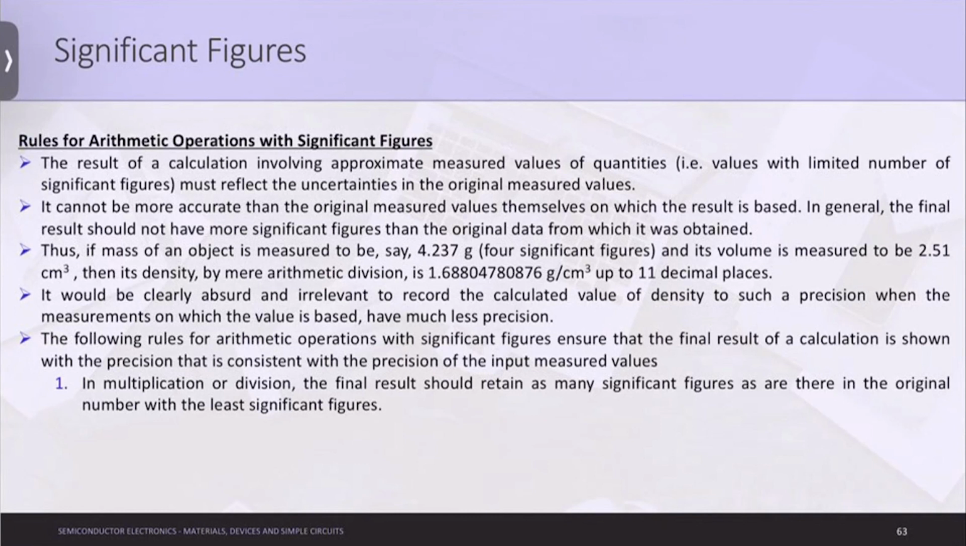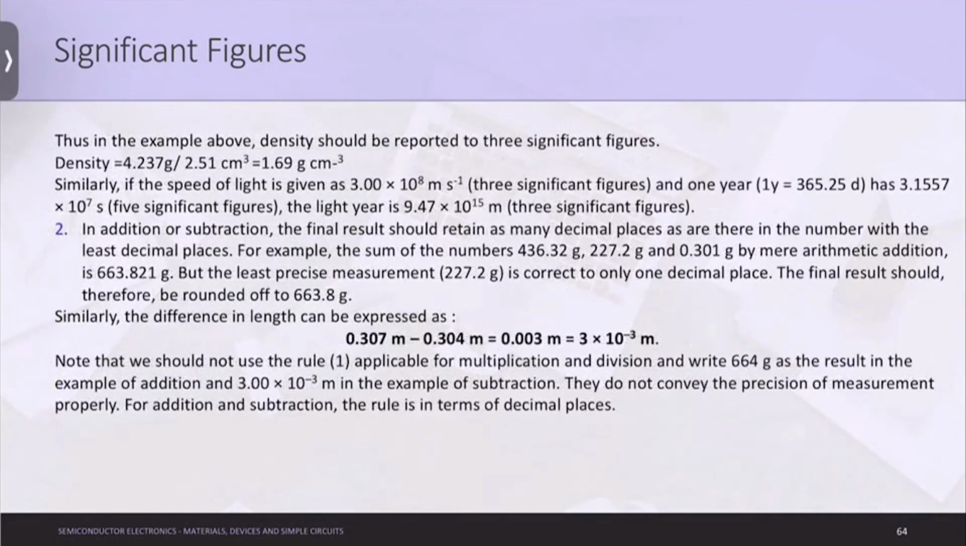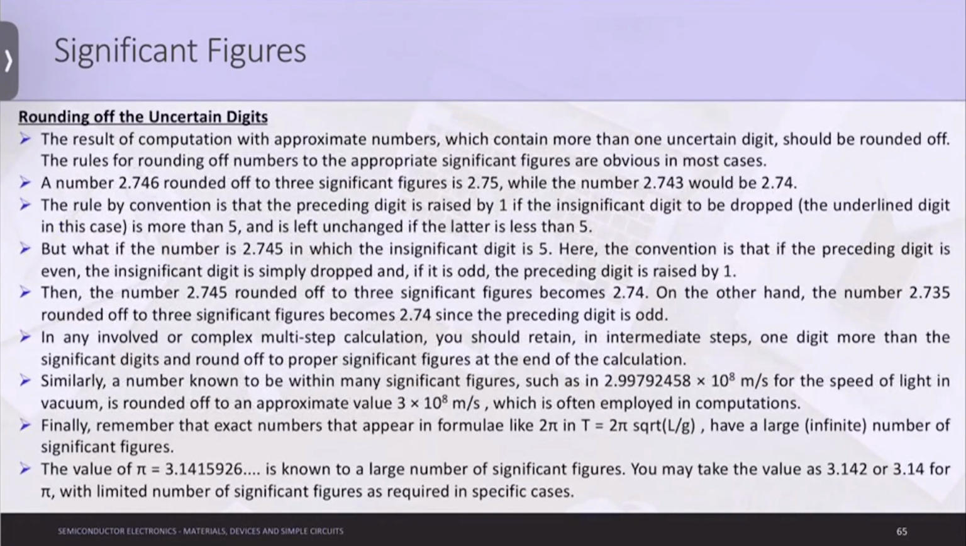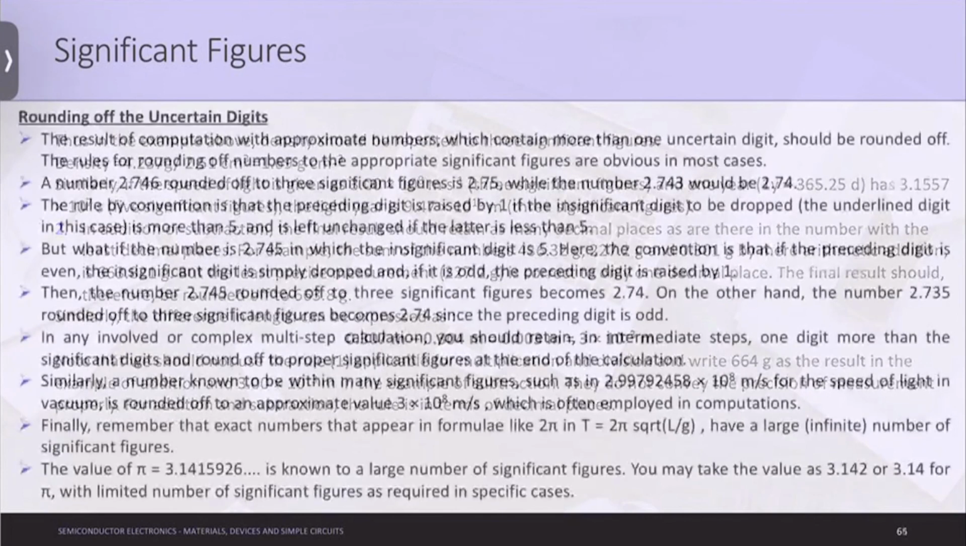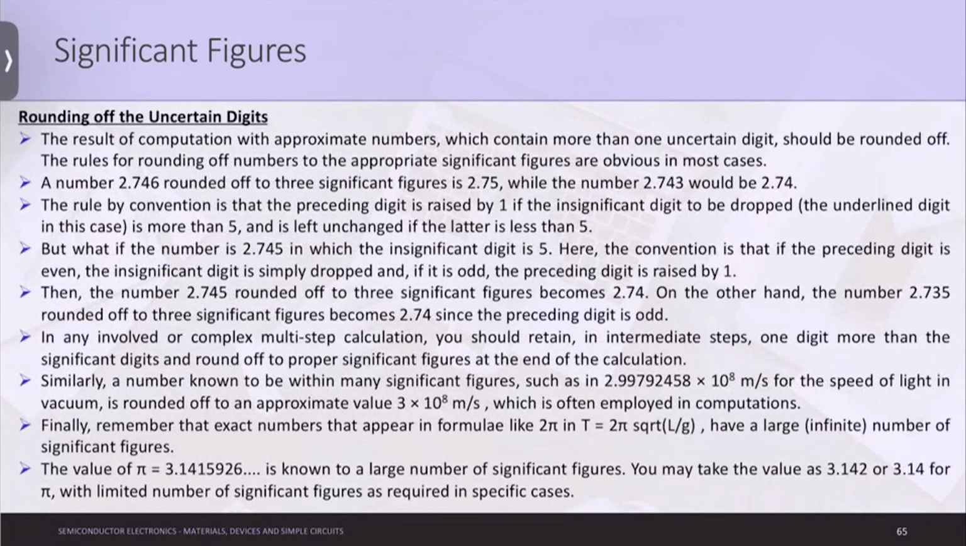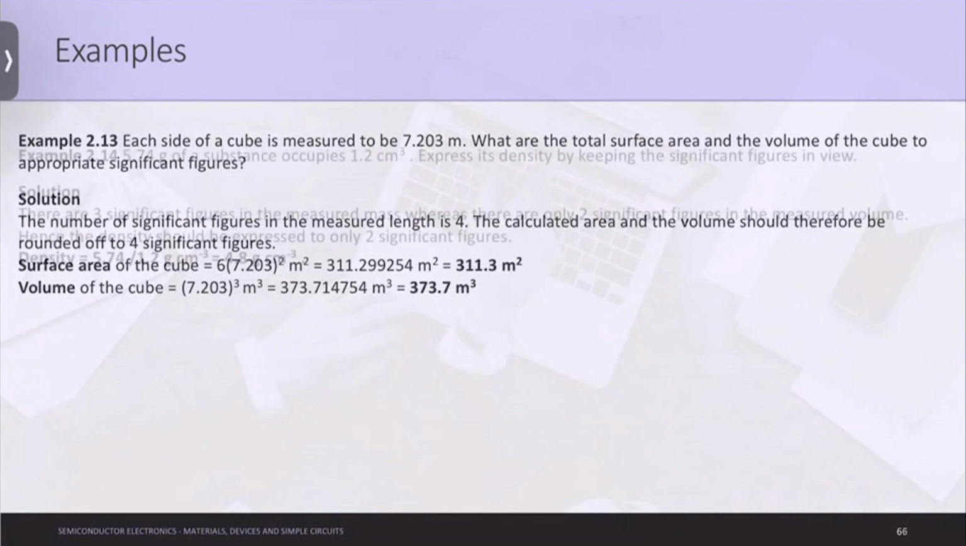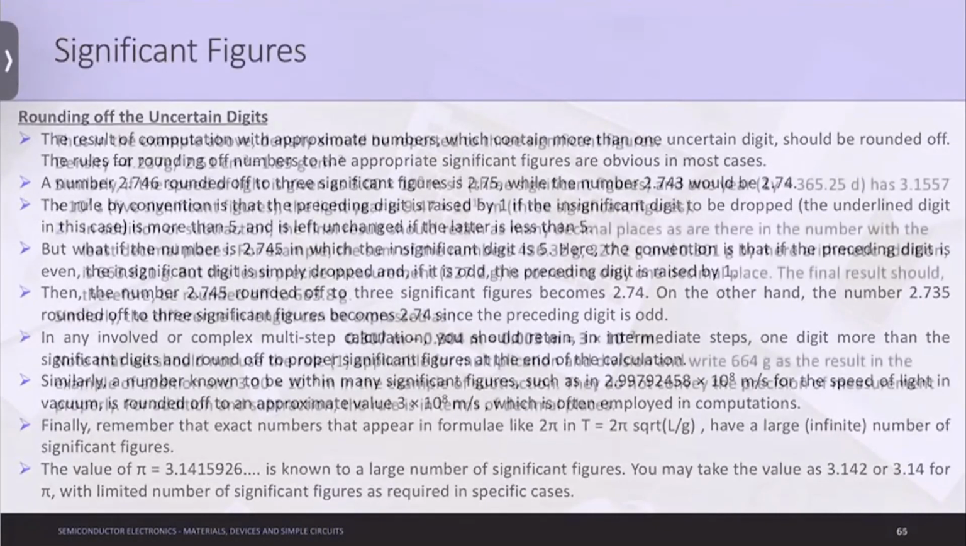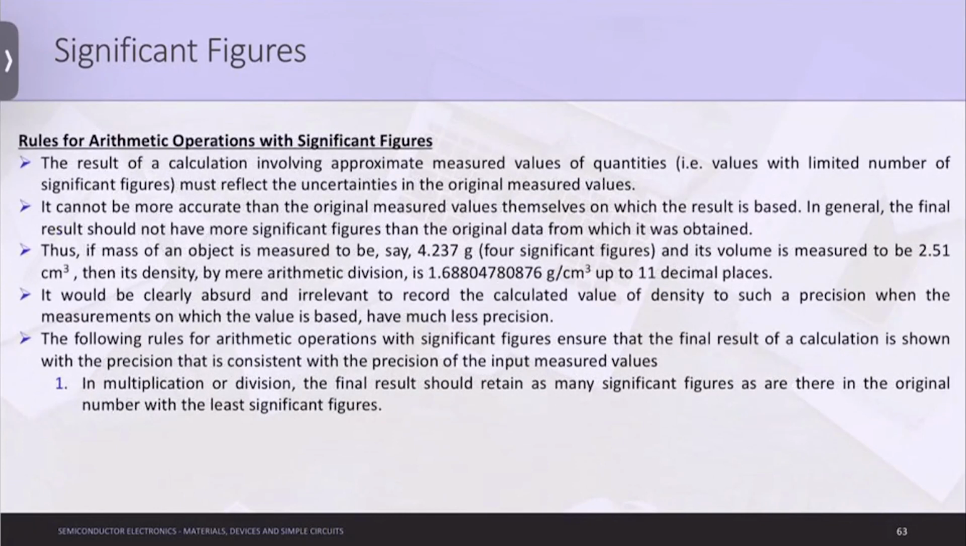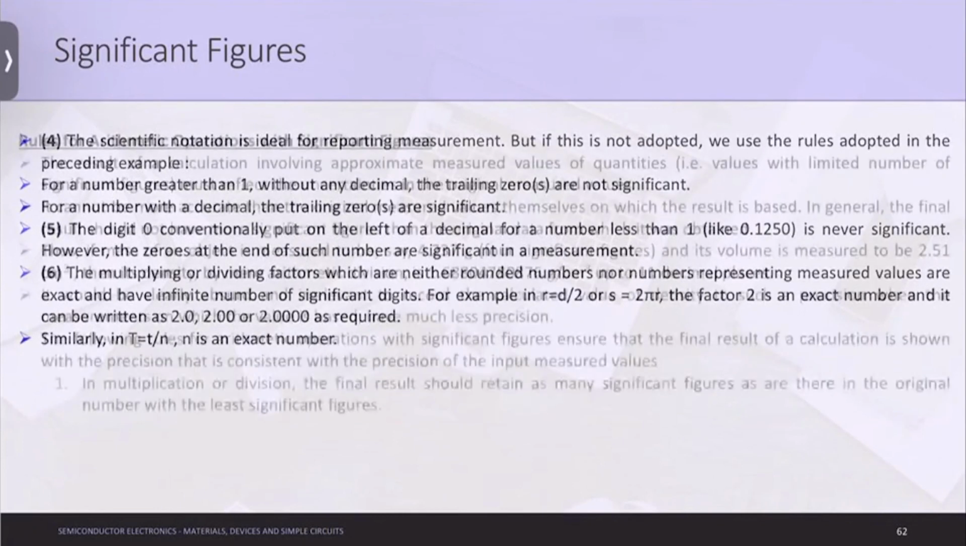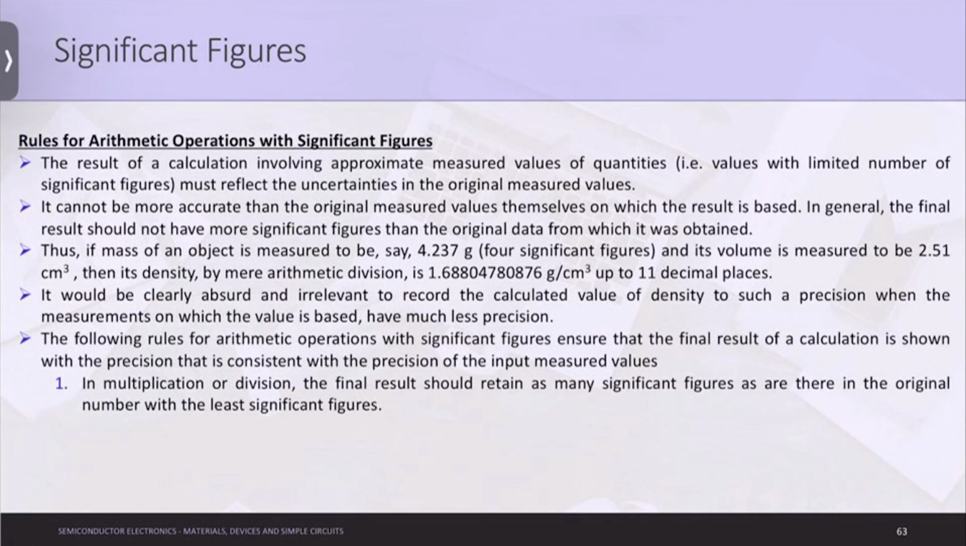Fine. Let's move on to the rules for arithmetic operations with significant figures. So how we do plus, minus, multiply, divide for these things, we will understand. Then we will understand how to round off these numbers, and then we can move on to some of the examples. So that is how our future slides would be. Let us first start with the rules for arithmetic operations with significant figures.